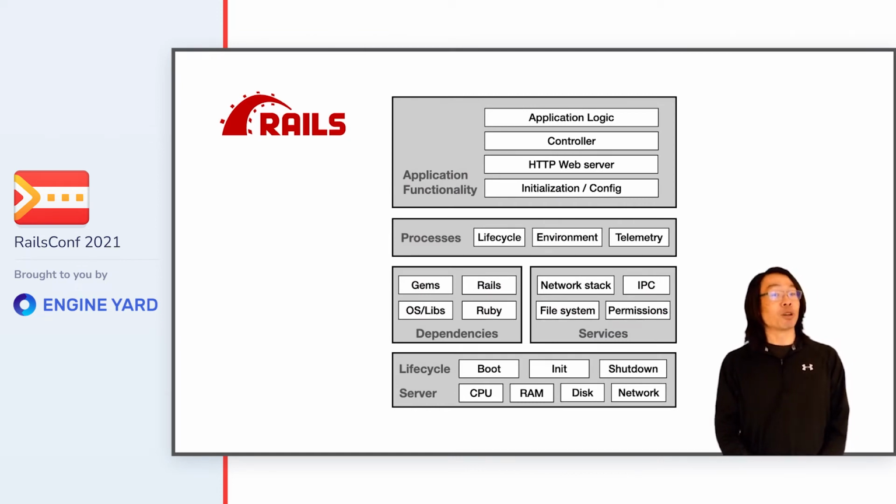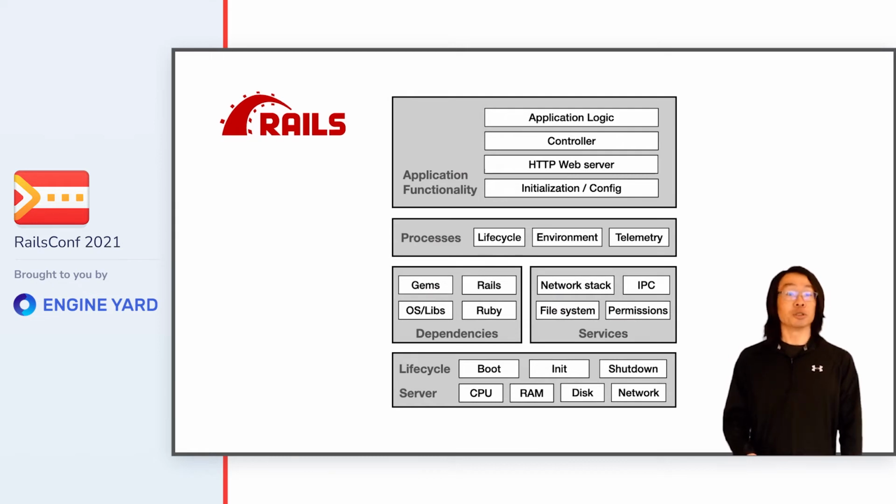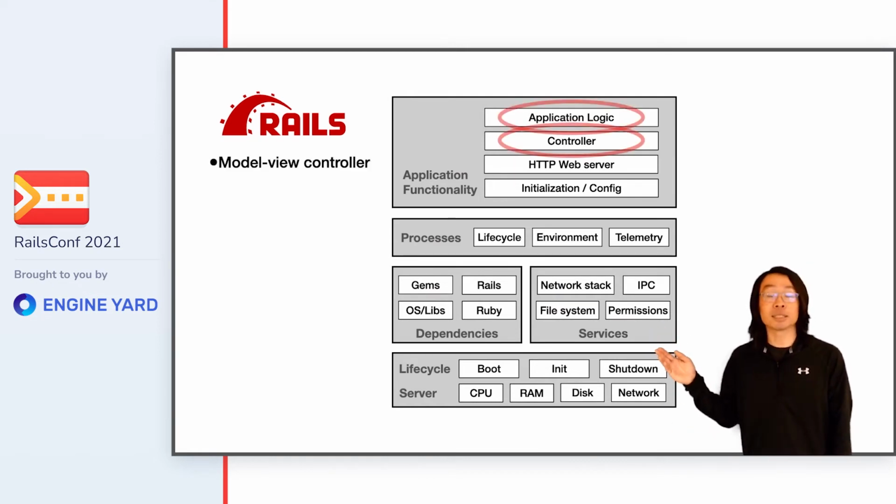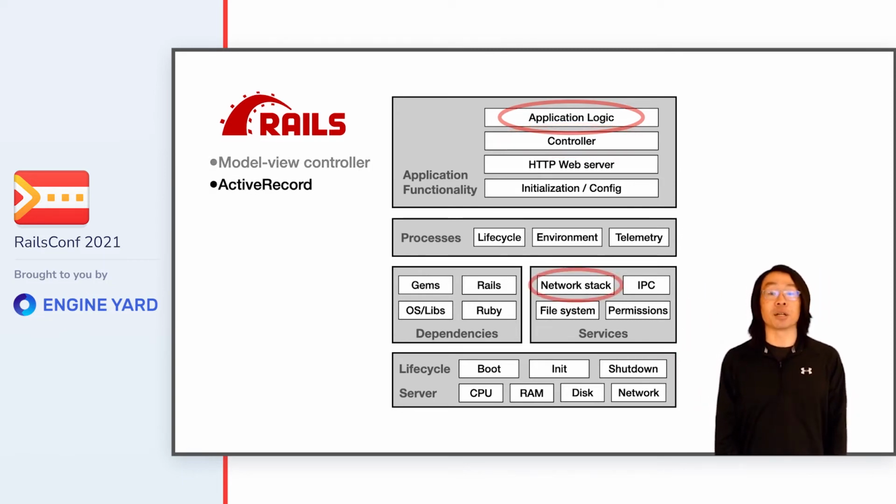Rails is a monolithic framework. It does a lot for you, and it has a lot of different components. You have model view controller, structuring how your app responds to web requests, and that lives up there. You have Active Record, your data layer, and it includes logic, but it also mediates connections to your database. That could be locally or over the network.